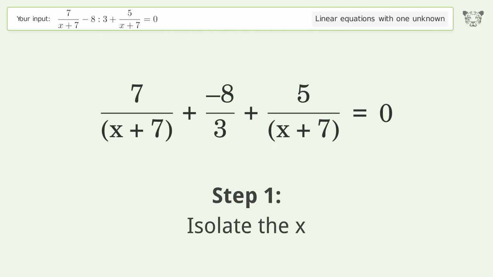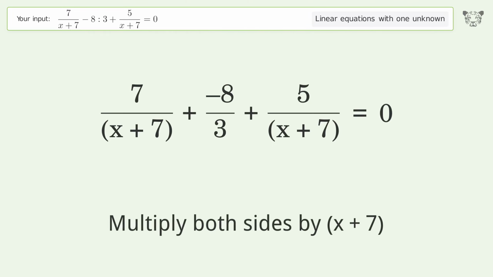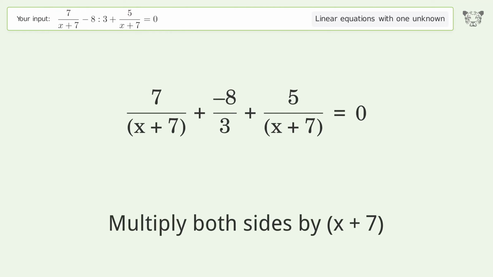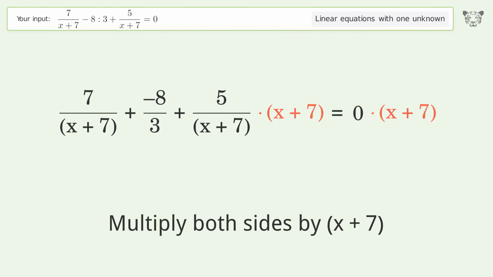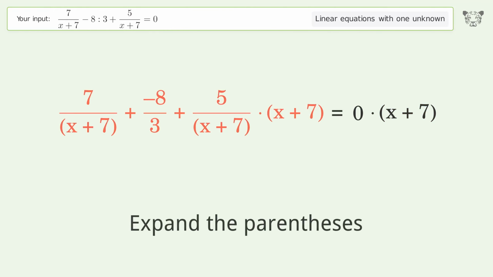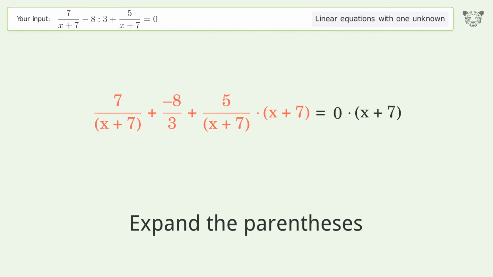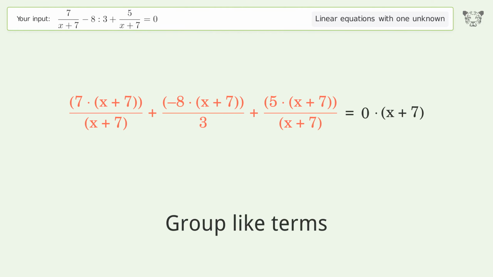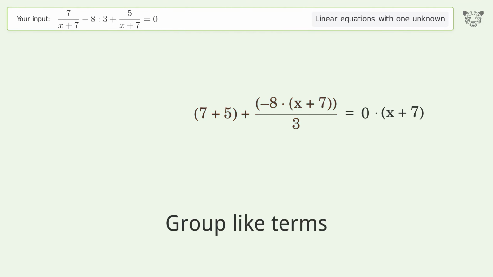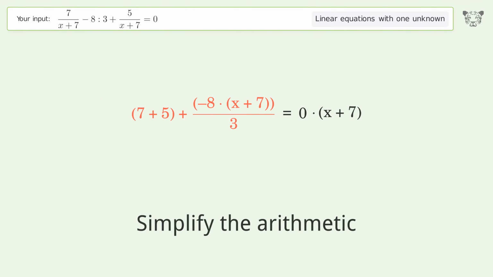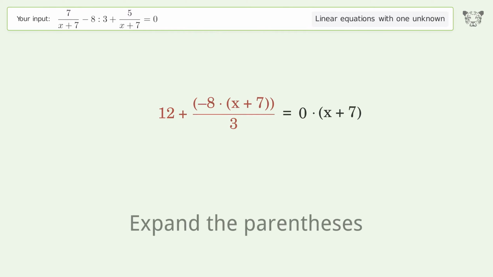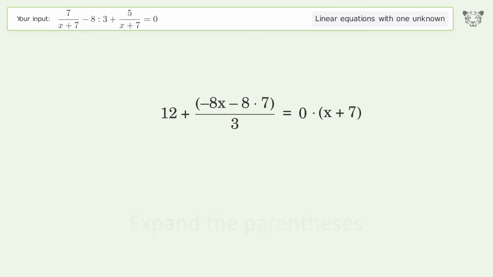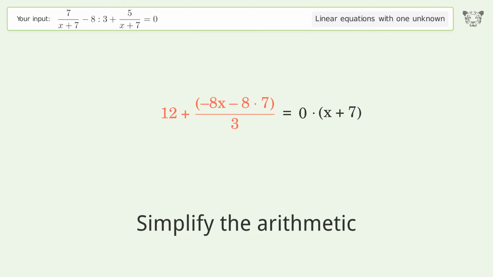Isolate the x. Multiply both sides by x plus 7. Expand the parentheses. Group like terms. Simplify the arithmetic. Expand the parentheses. Simplify the arithmetic.